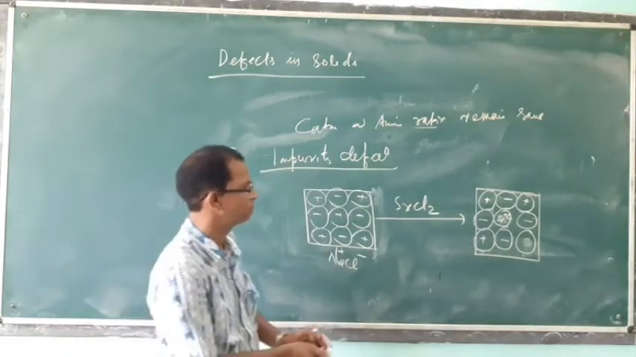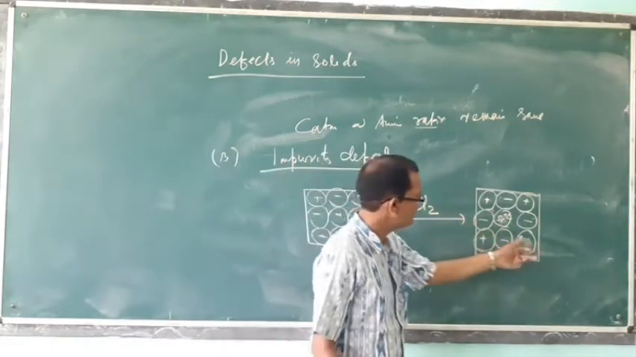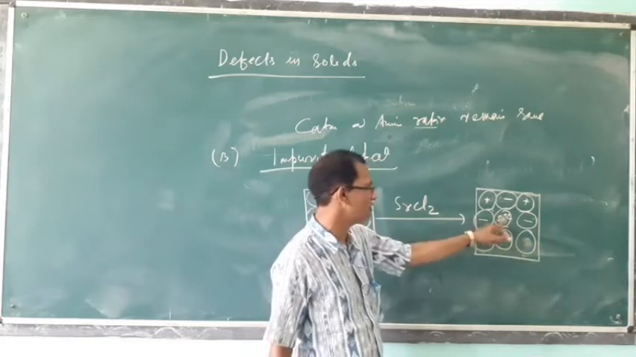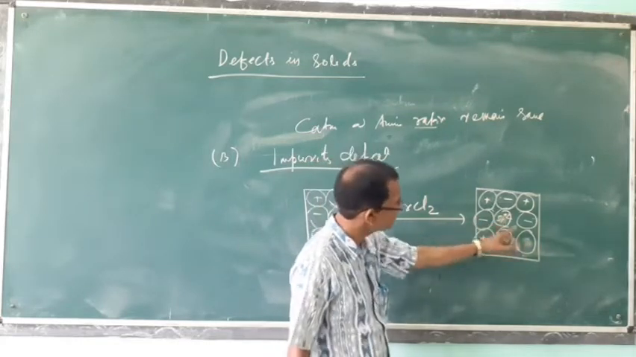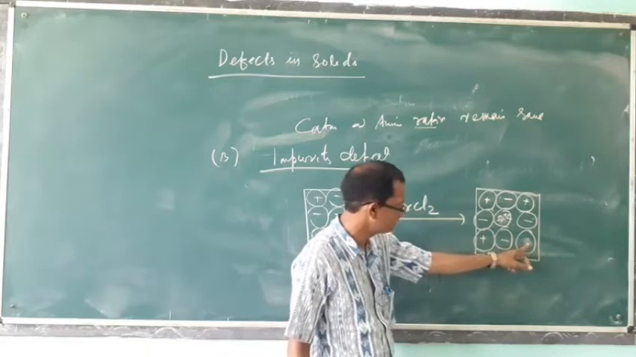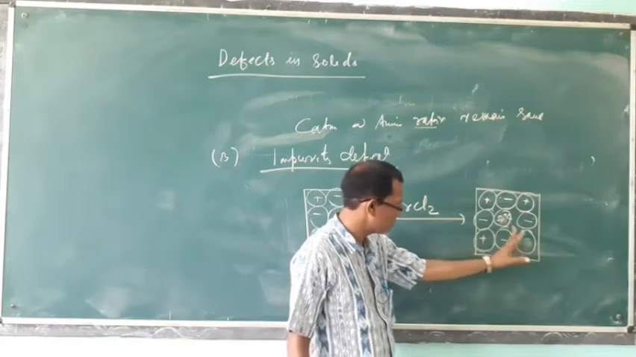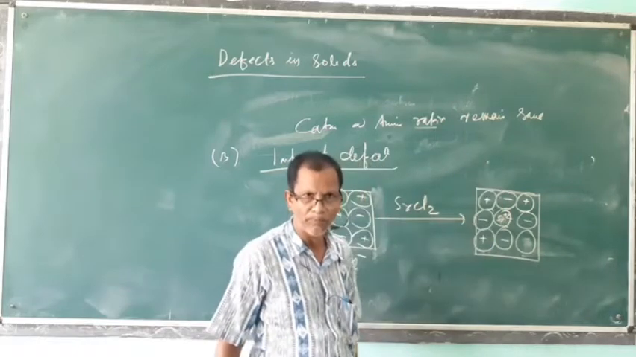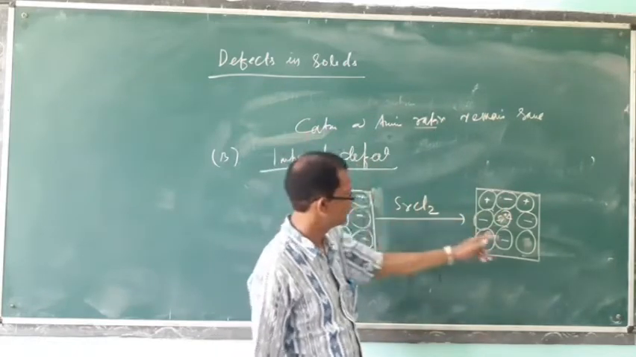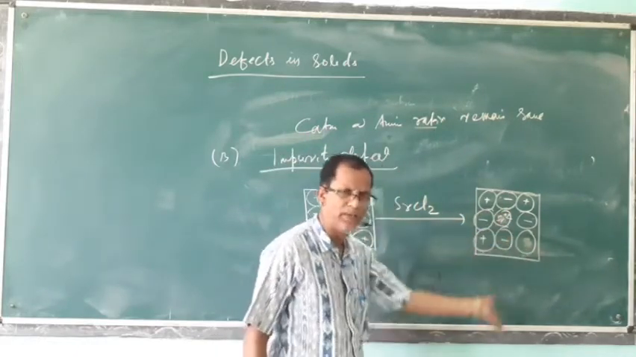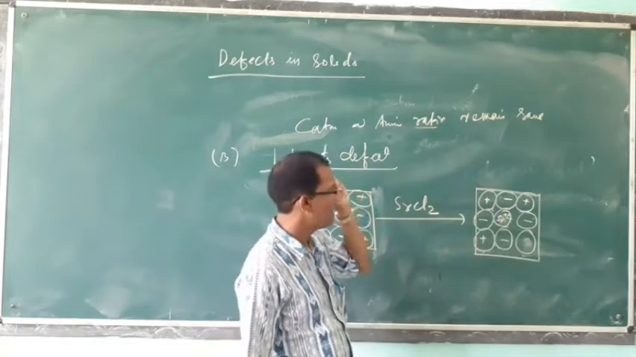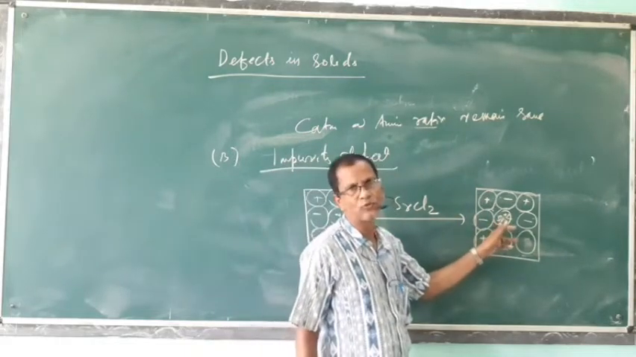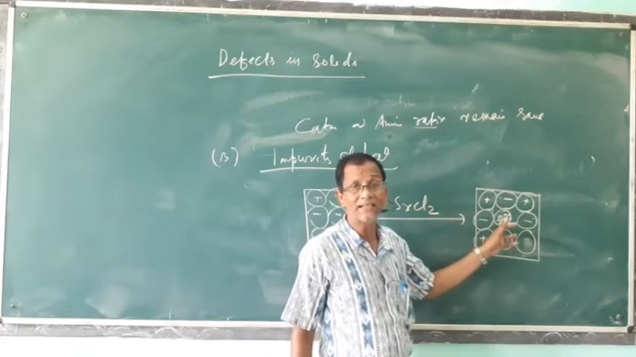Just to see, here is an Na+ position, and here also an Na+ position. From both Na+ positions, the Na+ ions will be completely removed. 2 Na+ will be completely removed and one place will be occupied by Sr2+.